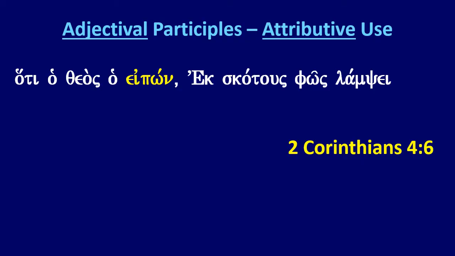Here we have an example of the adjectival use of the participle, that is, functioning attributively rather than substantively. It's 2 Corinthians 4:6, which says, "For God, who said, 'Light will shine out of darkness,' ek skotous phos lampsei, will shine. Out of darkness, light will shine." Notice at the beginning of this verse, it says, ho theos, ho eipon. Of course, theos is God, and it's preceded by the article. But then also preceding the participle here, eipon, is an article as well.